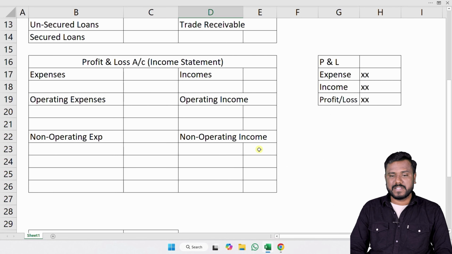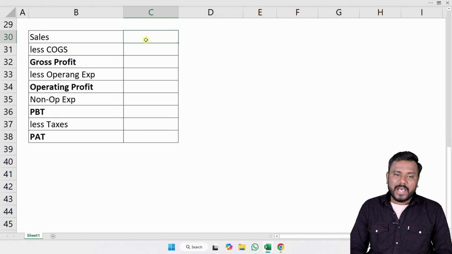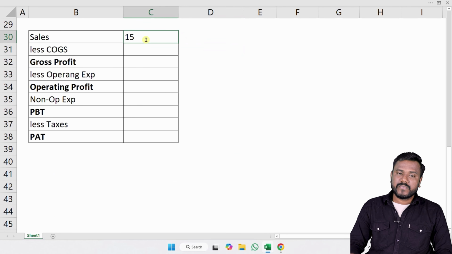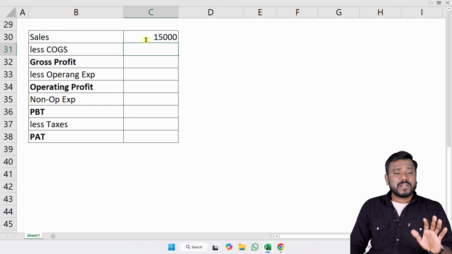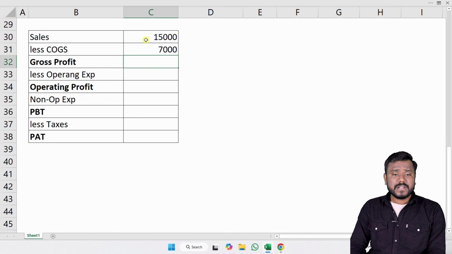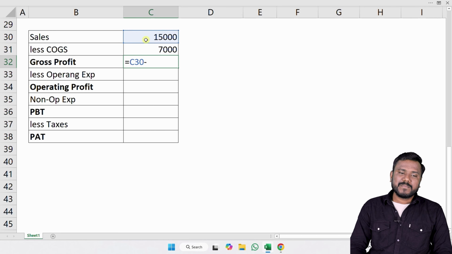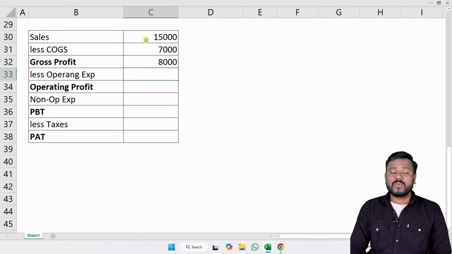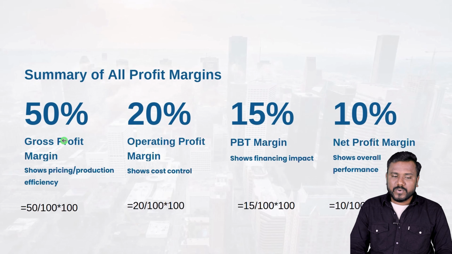Now we'll try to understand by taking a simple case. Let's take an example. You have a business with sales of 15,000 and your cost of goods sold is 7,000. So what is the gross profit in your business? Sales 15,000 minus cost of goods sold. What is your gross profit now? 8,000.